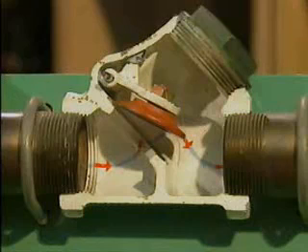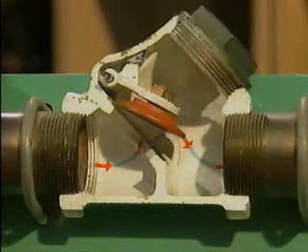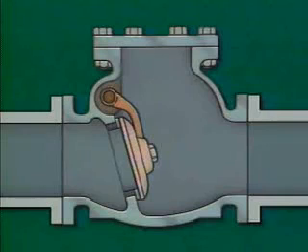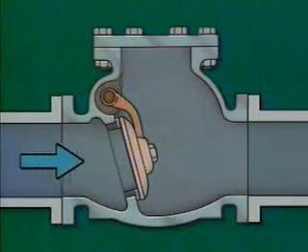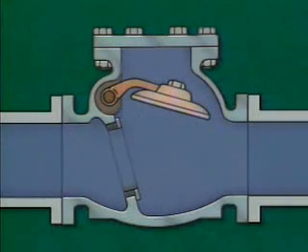Several different types of check valves are available. We will look at three of the most common. The disc in a swing check valve is hinged at the top of the valve body by means of an arm and a pivot pin. When fluid enters, the disc pivots or swings away. This opens the valve and allows fluid to flow through.